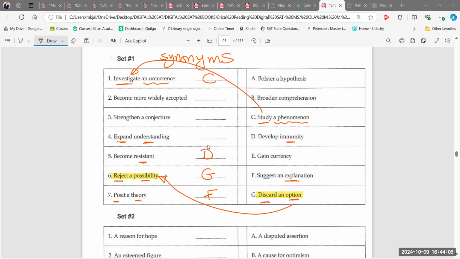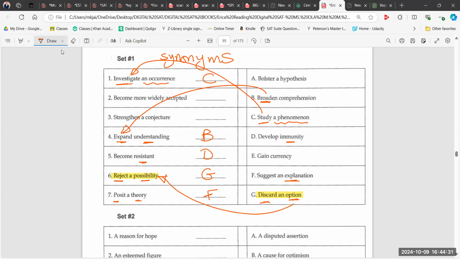Expand understanding is broaden comprehension. Yes. When you expand, you broaden something. You make it general. This is how you expand. Comprehension is the same as understanding. So, what about the other choices?